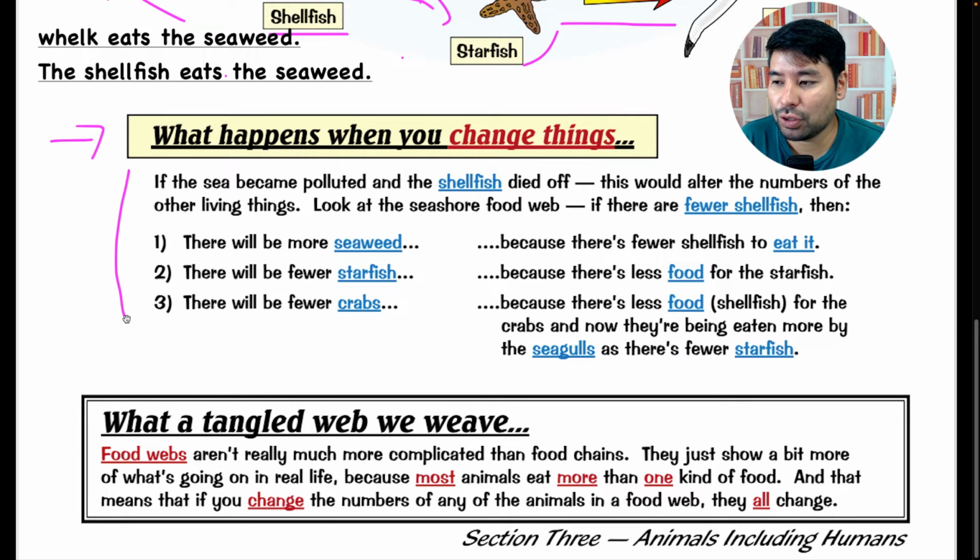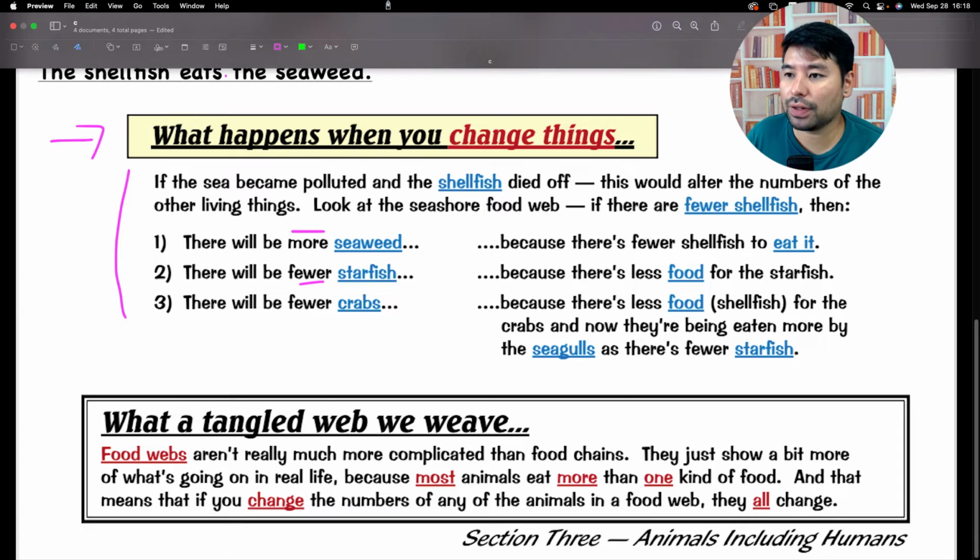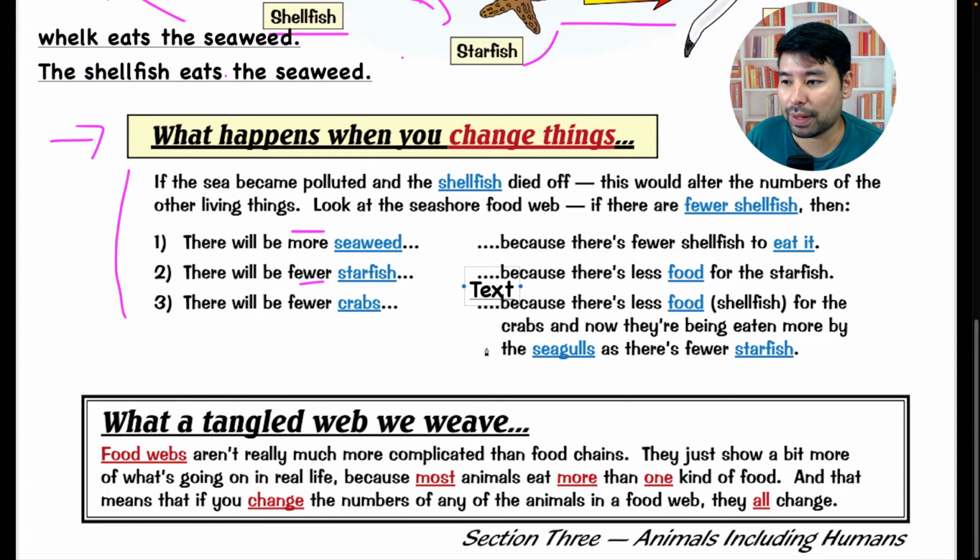Look at the seashore food web. If there are fewer shellfish, then, number 1, there will be more seaweed. Number 2, there will be fewer starfish. Number 3, there will be fewer crabs. Okay, so words for you. More and fewer. O que significa, né? Qual o significado dessas palavras?